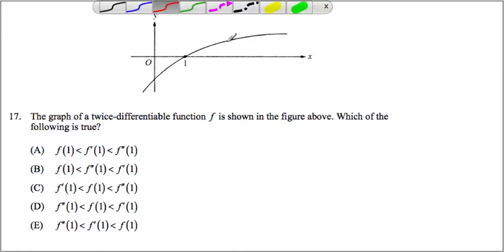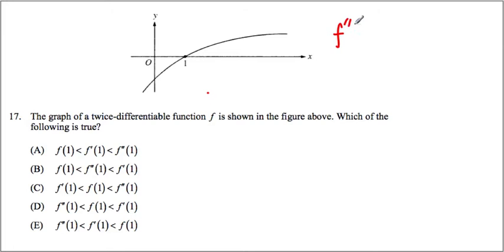Let's get started. You have a twice differentiable function. That means when you take the derivative twice, it'll still give you values without being undefined. Now, given that here we have a graph that goes this way, you will realize that since the concavity is negative, the second derivative has to be less than 0.